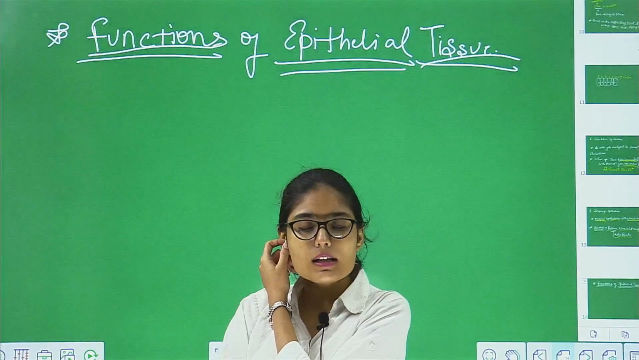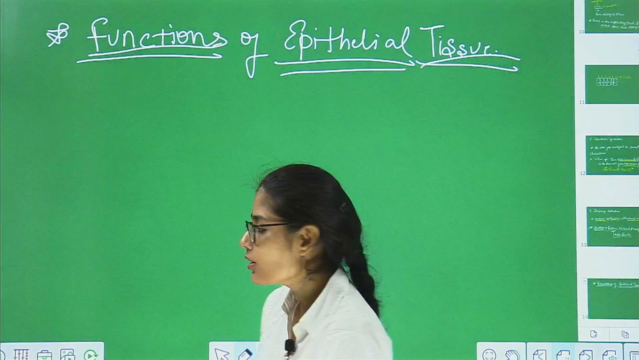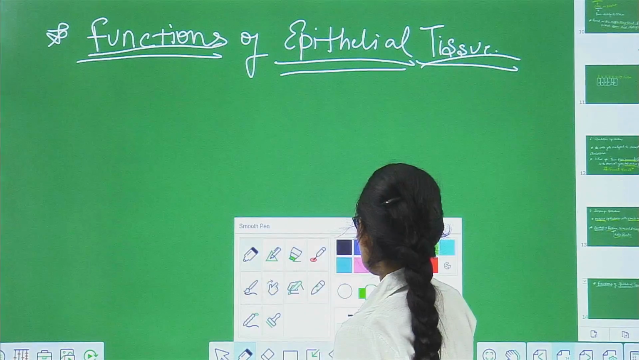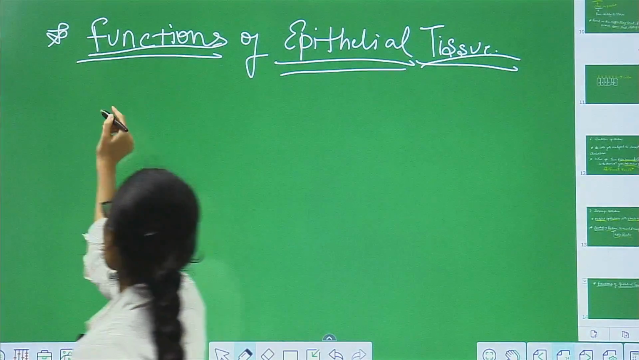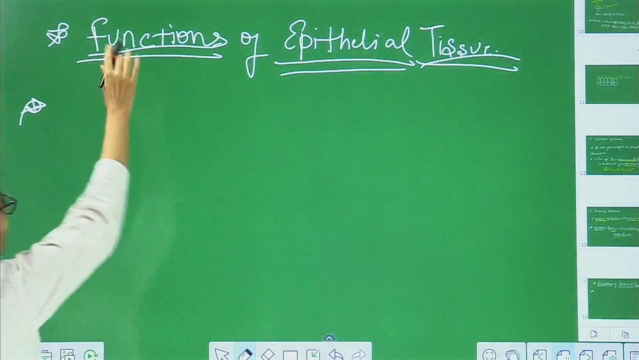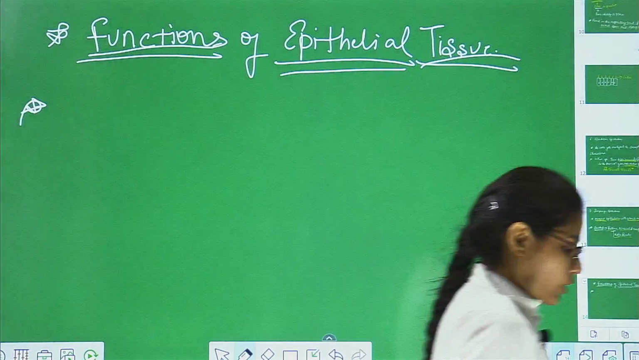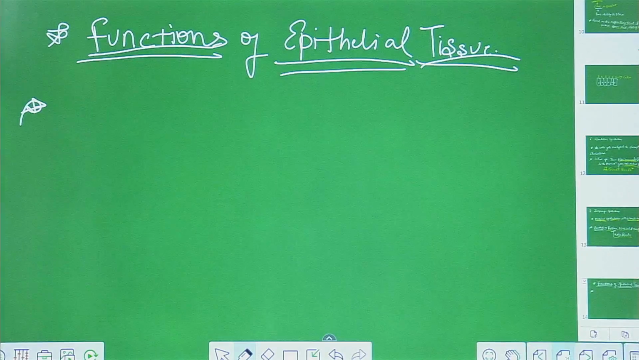It might be asked in your exams, what are the functions. So just to make sure you write properly, I have separated this topic. Talking about the function, as I have said, it protects underlying cells from drying, injury, bacterial or viral infection. So what does it do?